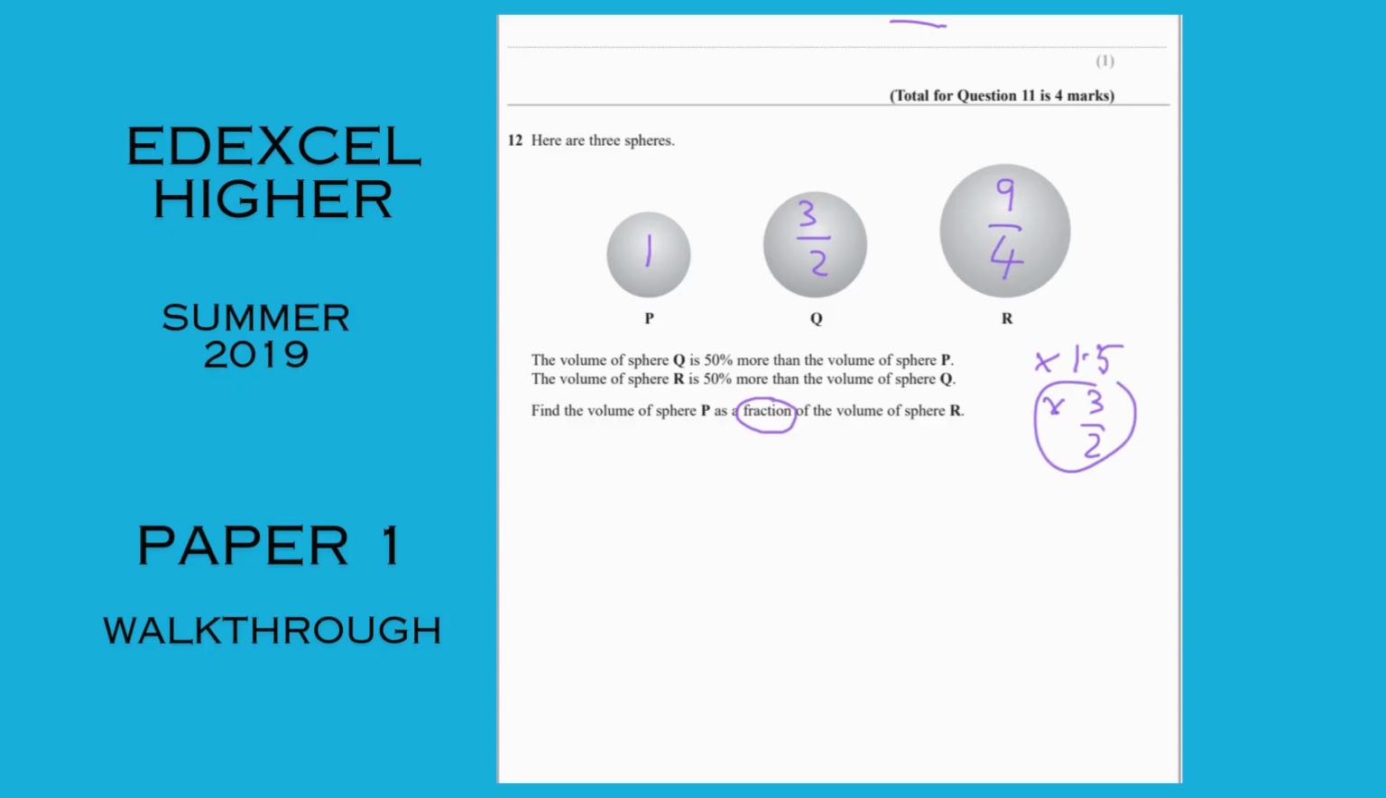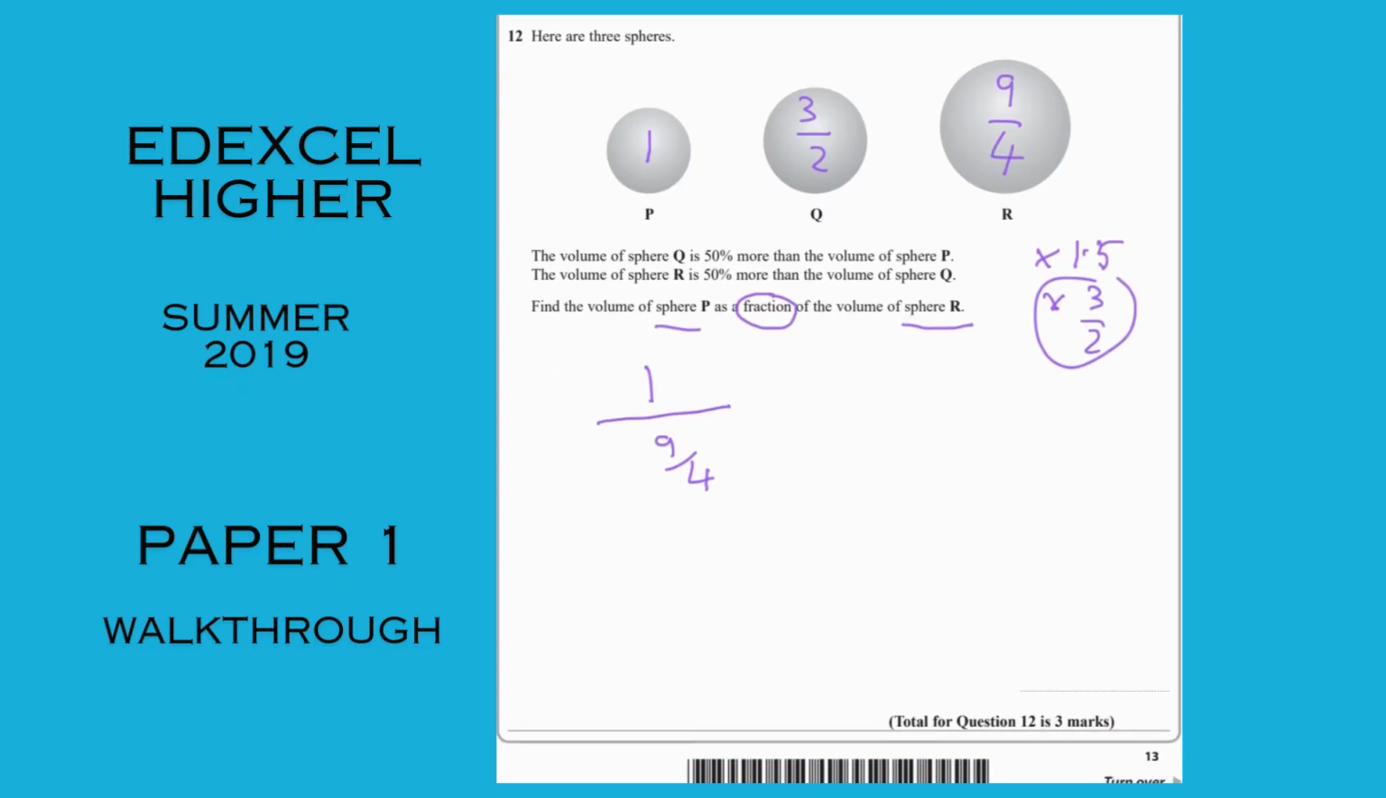Now that's not the answer, but we're damn close. It says find the volume of sphere P as a fraction of sphere R. Of means times or out of, so it's sphere P out of. Or in other words, you need to take the reciprocal of 9 over 4. It's 4/9 the size. Strange question, that.